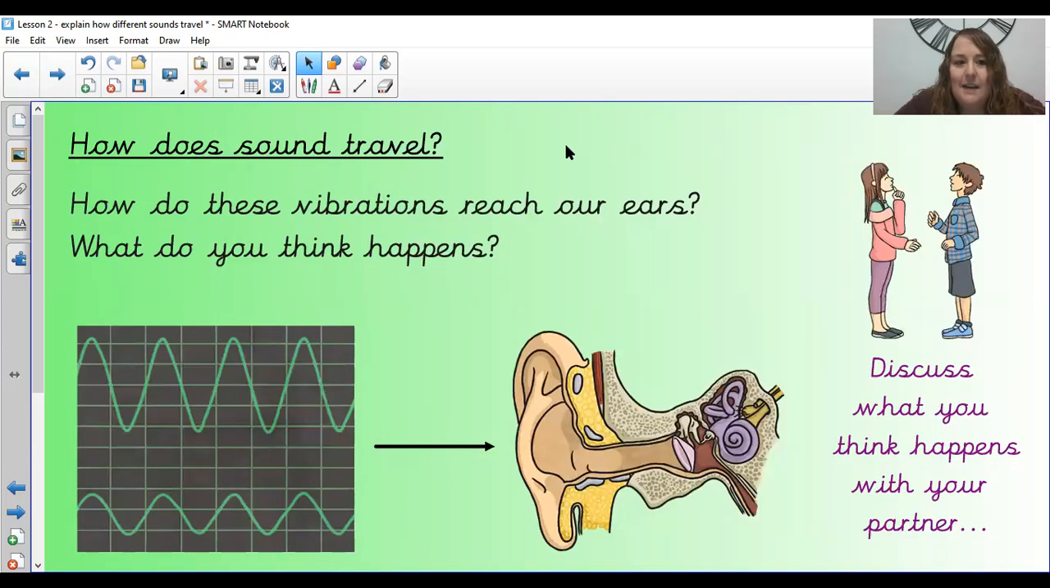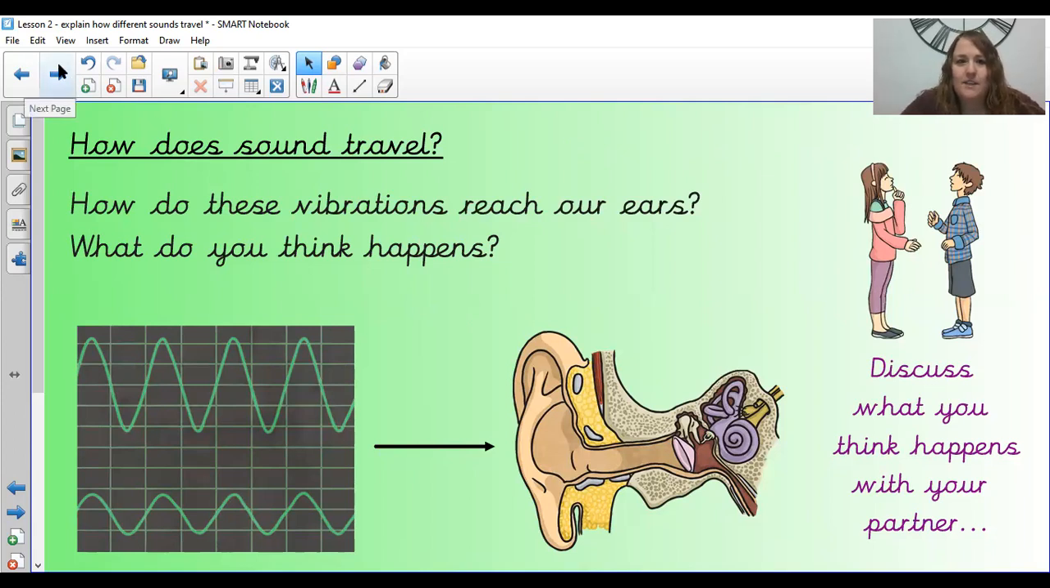So how does sound travel? We know if I hit a drum, it's going to make vibrations, it's going to be a loud bang. But how do the vibrations from the drum travel into everyone's ears? What do you think happens? And I really do want you to pause this video here, have a think, discuss with someone at home, if you're in class with one of the other classmates, what do you think happens with the sound and how it gets to your ears?